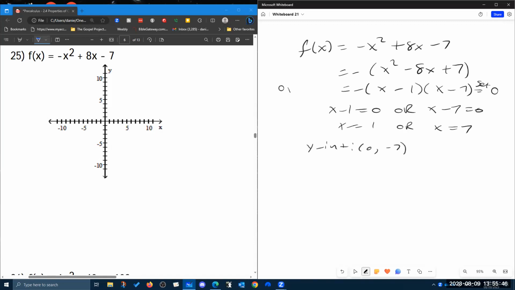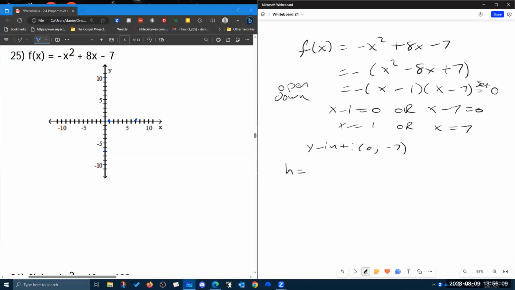Remember, this one is going to open down. It's got a negative leading coefficient. 0, -7 for my y-intercept. My x-intercepts are at x equals 1 and x equals 7.